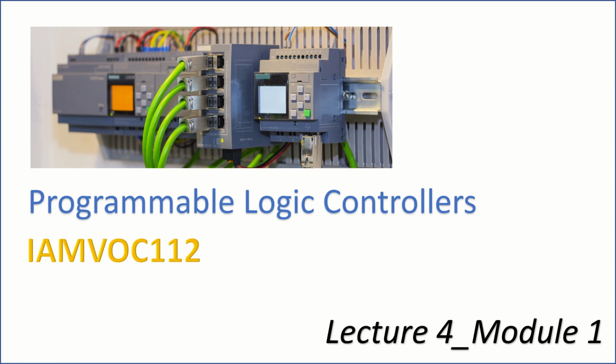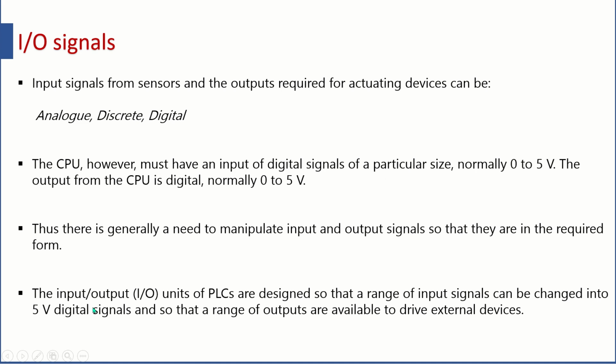So dear participants, let's start with another topic on the first module of programmable logic controllers. Today we will discuss input output signals and requisite processing. For the input signals from various switches or sensors, and output signals that are generated from the PLC for actuating the devices, we have already seen that they are of three types. They can be digital, they can be discrete, or they can be analog.